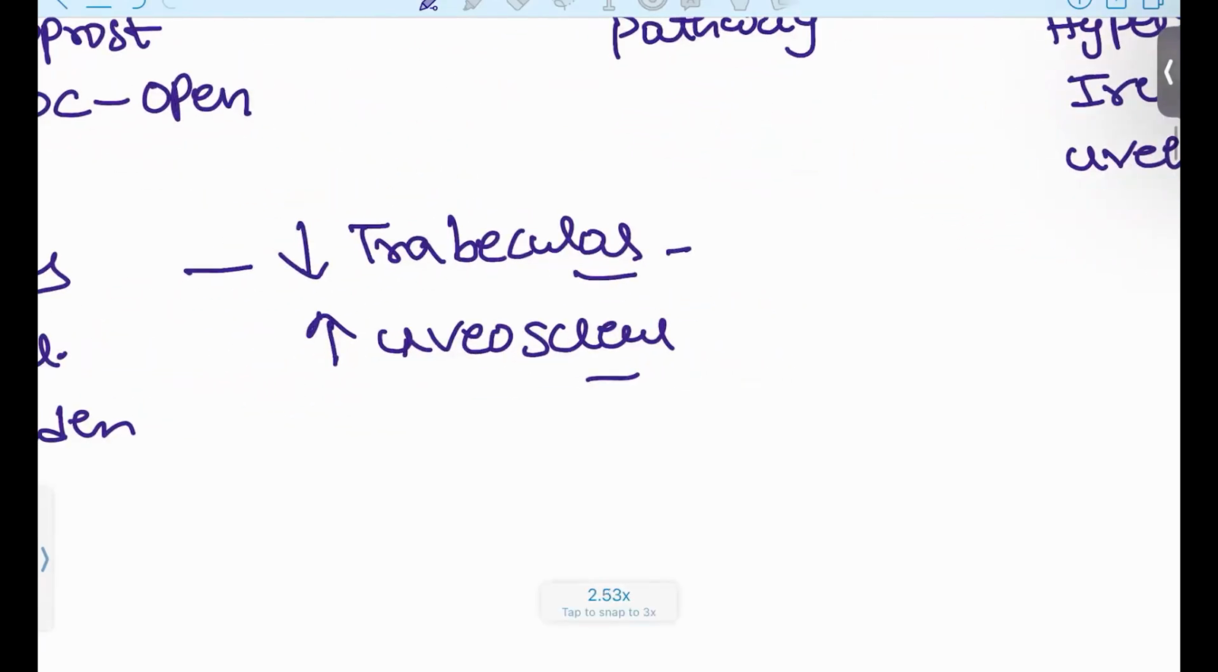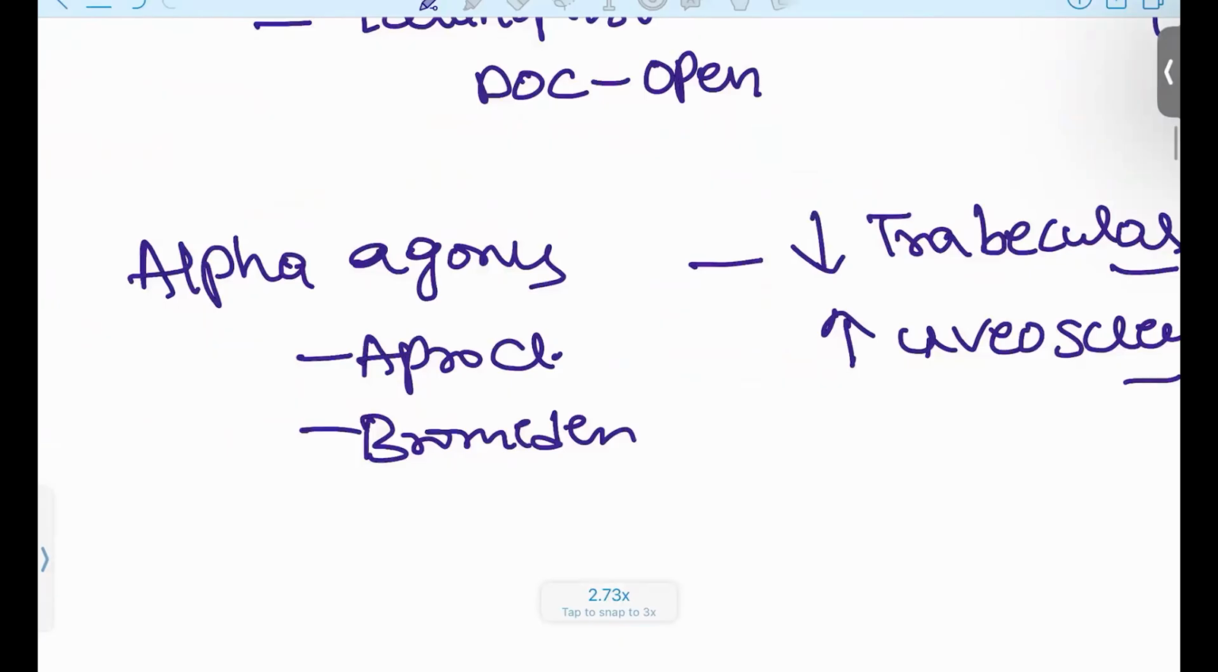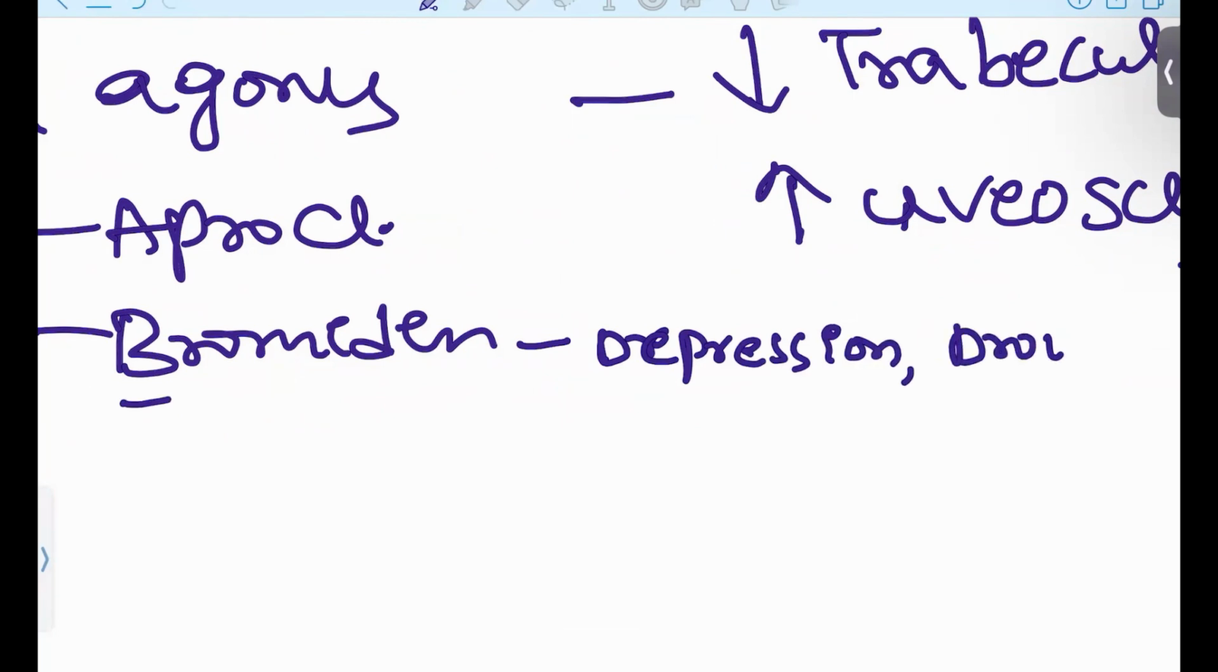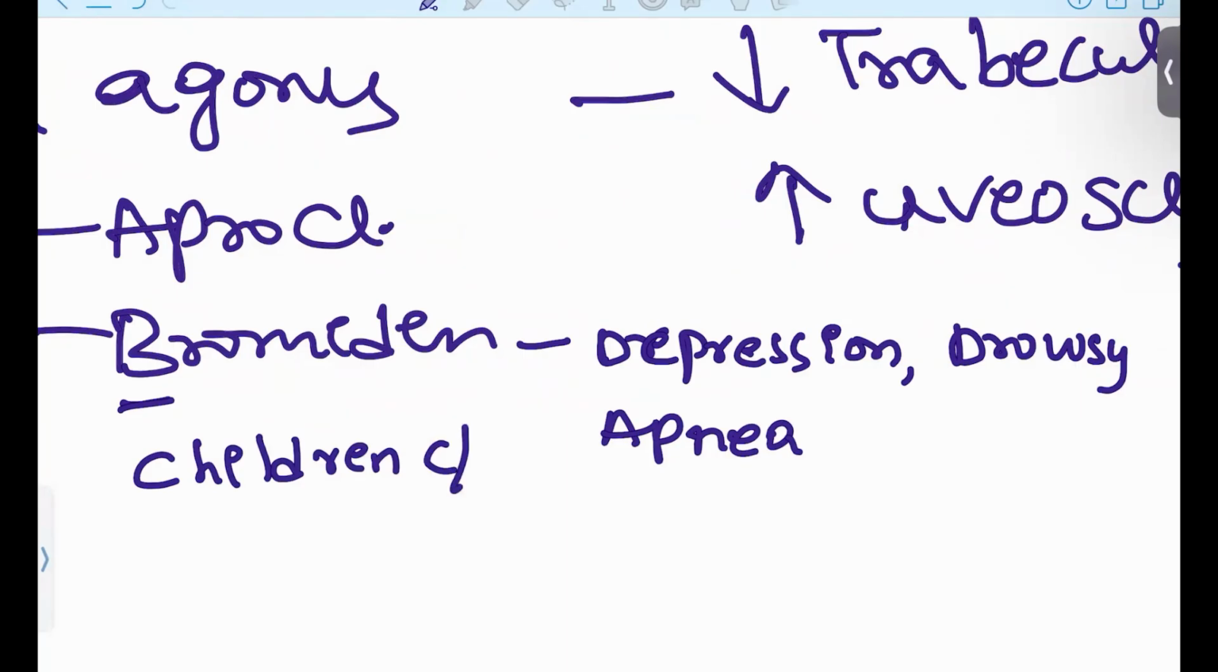And there are specific side effects seen differently for both. Brimonidine will cause depression because it is going to cross the blood-brain barrier. So it will cause depression and also drowsiness. Patients can have apnea. So never give the B drugs in children. In children patients, you should not give this drug.